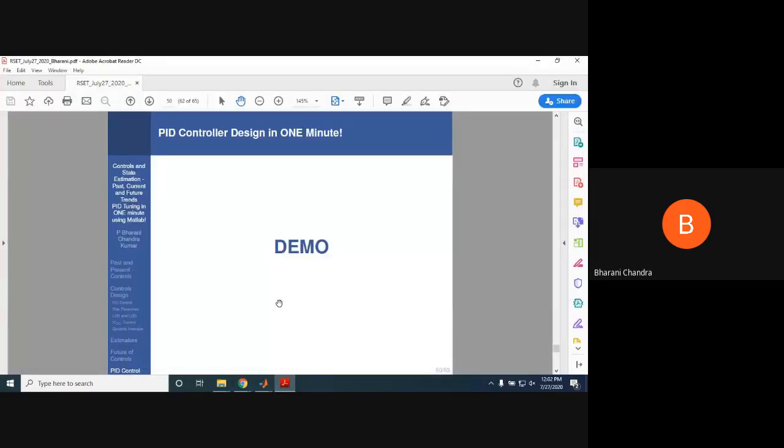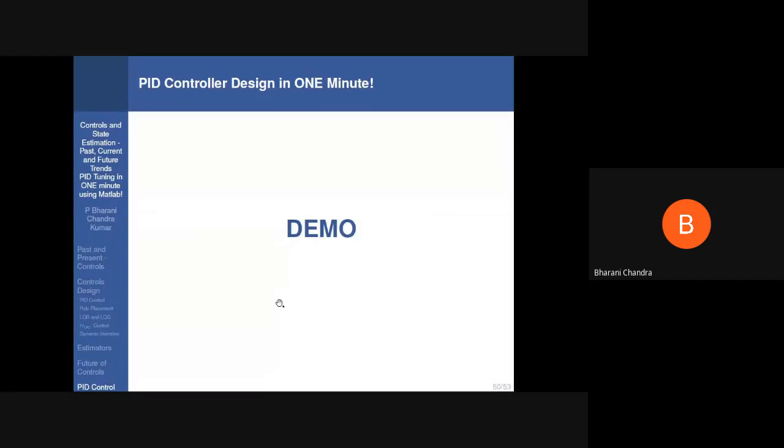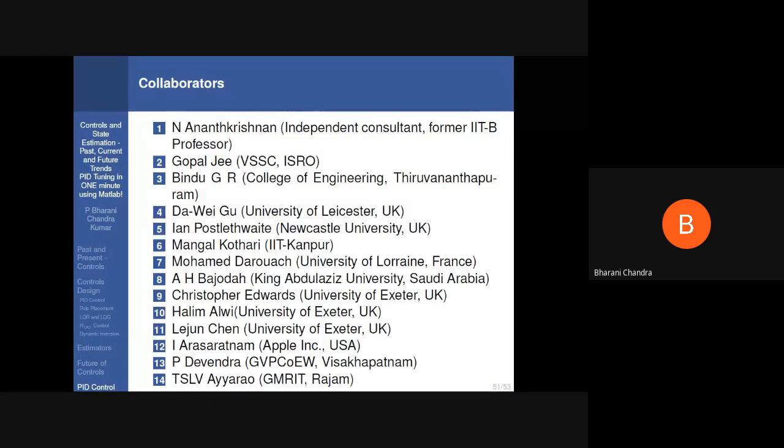So this is the demo I wanted to show you, and these are some of the collaborators with whom I have collaborated in the last 1.5 decades, with whom I have published at least one paper, and I am still in touch and collaborating with them. Some are from industry, some are from academia, and these are the collaborators.